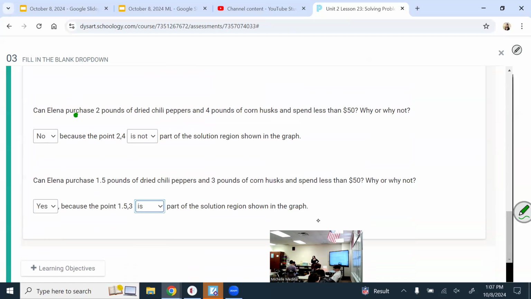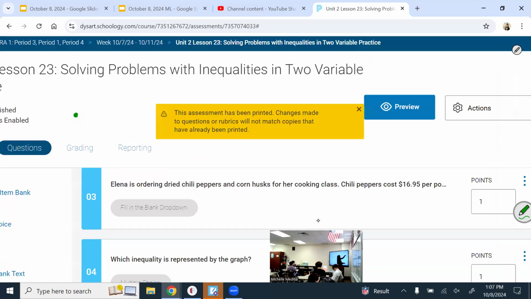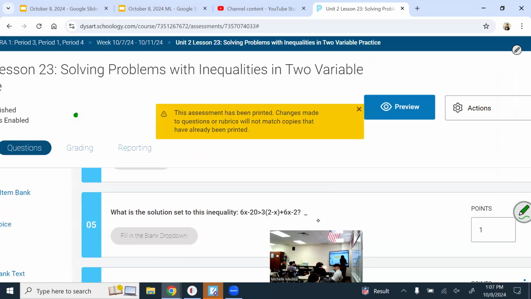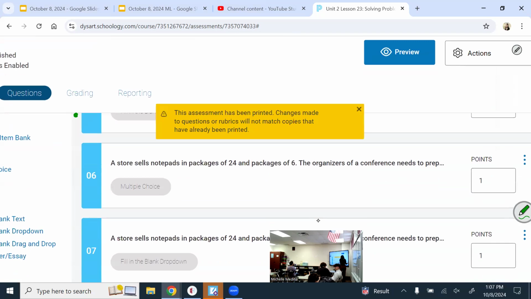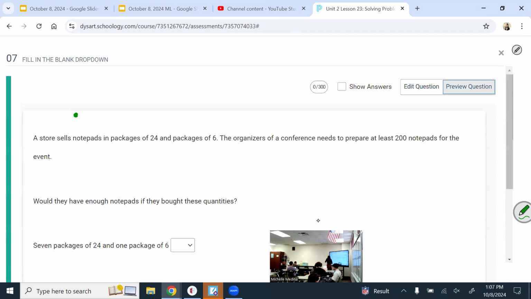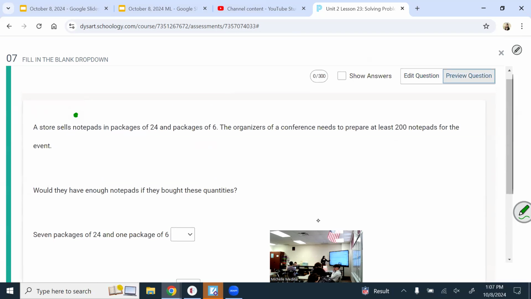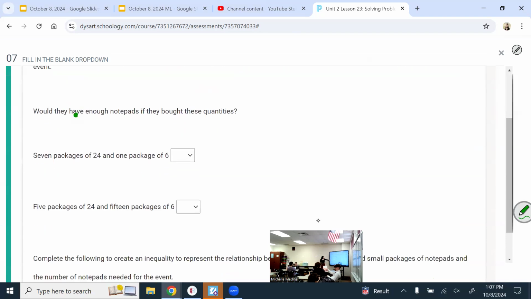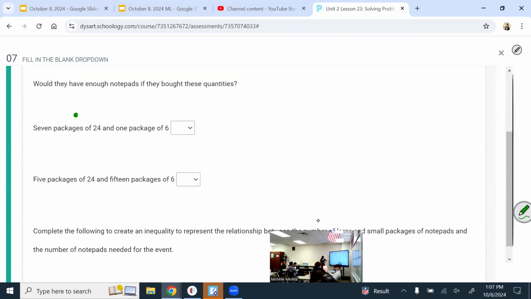We might have time for one more. On this one? Okay. So a store sells notepad packages. We did this one earlier, but it's adding on to it. So would they have enough notepads if they bought these quantities? So this is kind of similar to what I showed you when we graphed it.